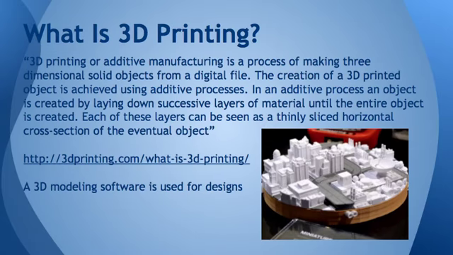So what is 3D printing? 3D printing, or additive manufacturing, is a process of making three-dimensional solid objects from a digital file. The creation of a 3D printed object is achieved using additive processes. In an additive process, an object is created by laying down successive layers of material until the entire object is created. Each of these layers can be seen as a thinly sliced horizontal cross-section of the eventual object.